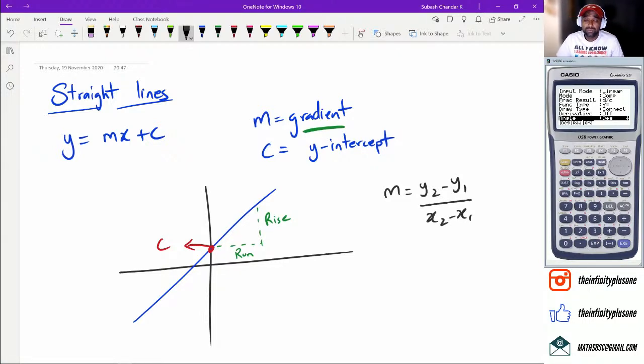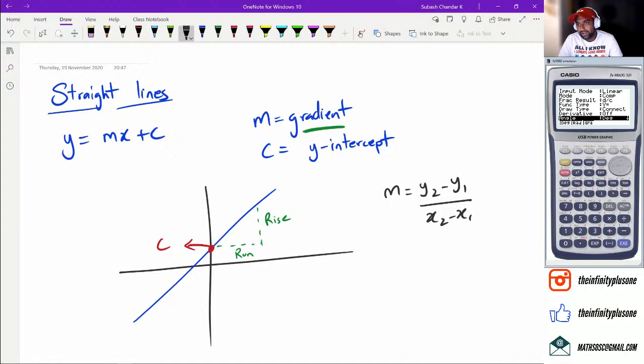So there's actually lots of ways of doing this. If you know a particular method and you are comfortable with it, then just stick to it. You don't need to learn something new right now. If you know how to find the gradient and if you know how to find the y-intercept, then stick to it. You don't need to do anything different.